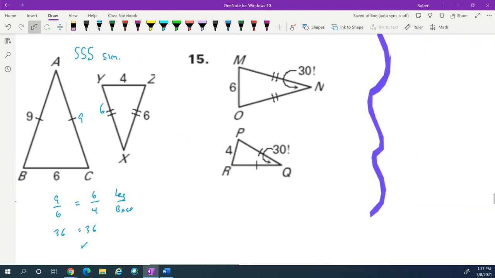In number 15, I don't know why it says 30 factorial. That makes no sense. It should just be 30 degrees. So we do have side angle side similarity. I don't know what happened on the print.